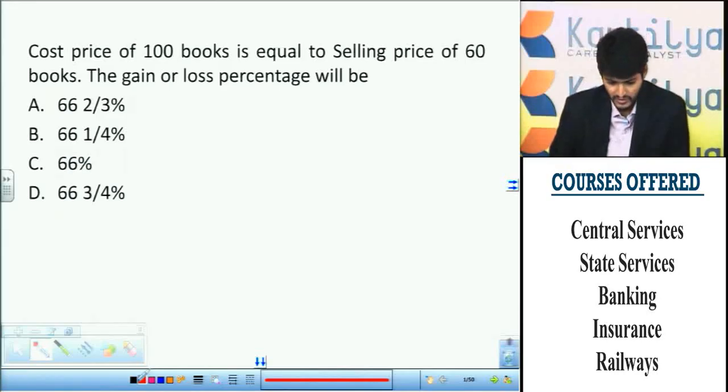Let's get started with our discussion. So the first topic that we would be discussing would be from profit and loss. As you can look at the first question, he's speaking about the cost price of 100 books being equal to the selling price of 60 books.